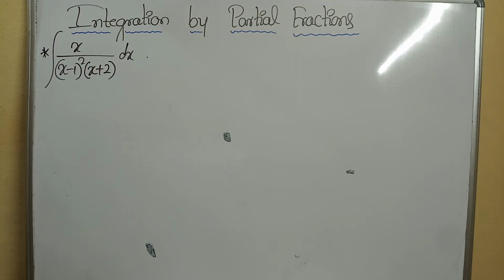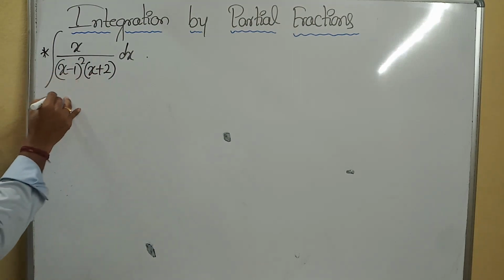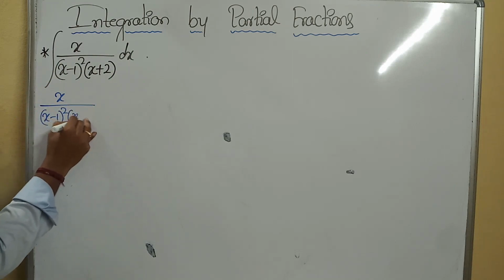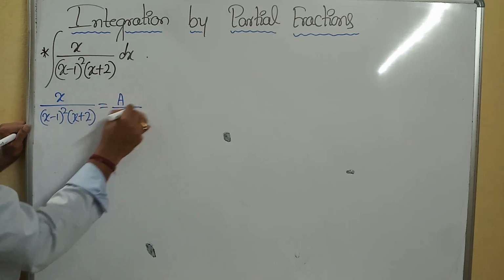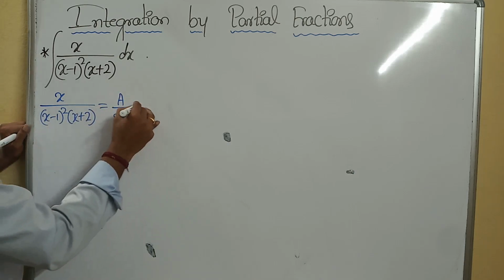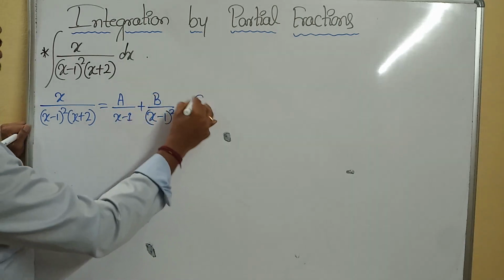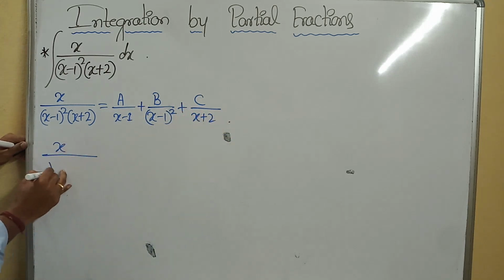Next one is a different example. It is a linear repeated and a linear factor. That's why x divided by (x minus 1) whole square (x plus 2) I have to write as follows. I already explained the table. A divided by (x minus 1) plus b divided by (x minus 1) whole square plus c divided by (x plus 2). Okay.